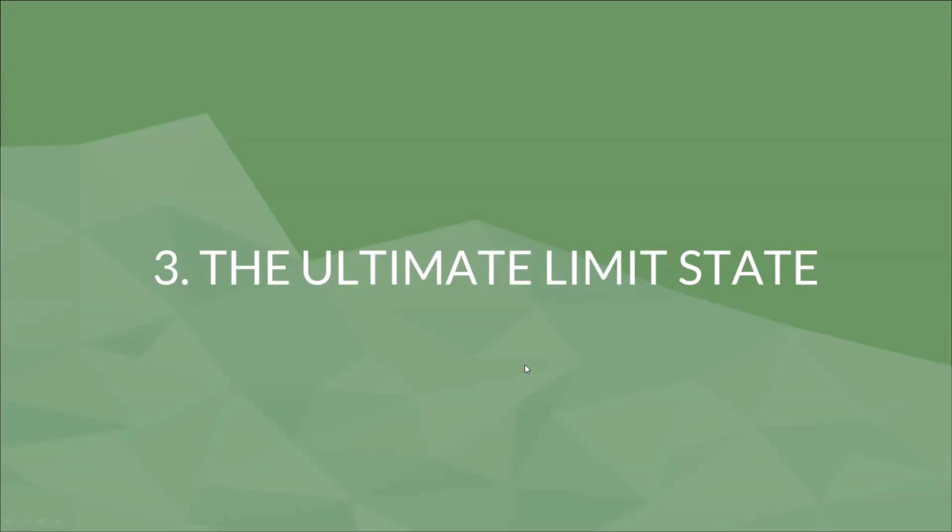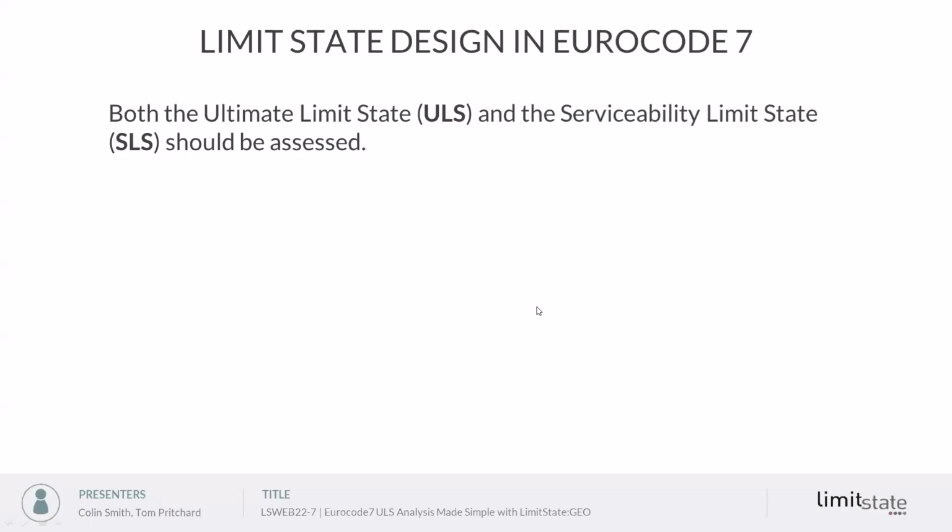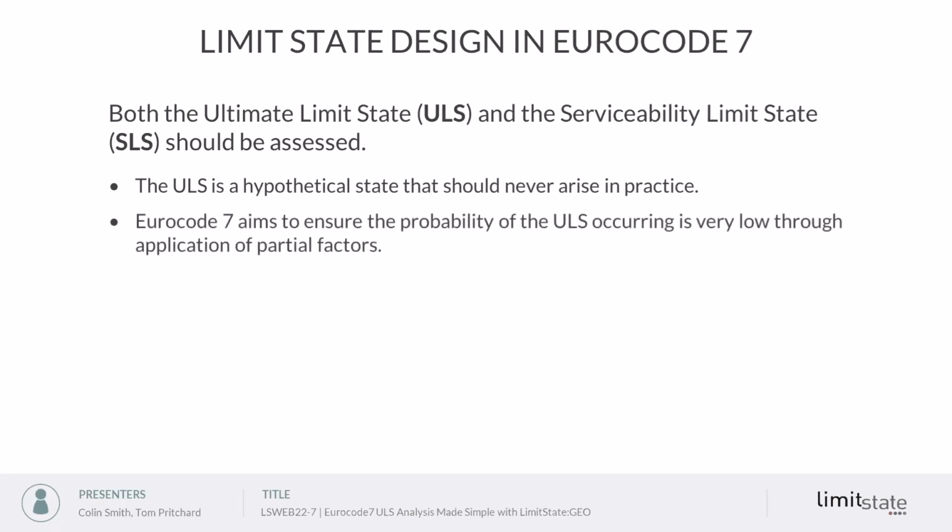Okay, so that's the background to how the software works. Having done that, we'll first recap on ultimate limit state analysis, as this is important in understanding its relationship with the Eurocode approach to ultimate limit state. So in Eurocode 7, you have to assess both ultimate limit state and serviceability limit state. The ultimate limit state is a hypothetical state that should never arise in practice. The aim of Eurocode 7 is to ensure the probability of that ULS occurring is very low through the application of partial factors.